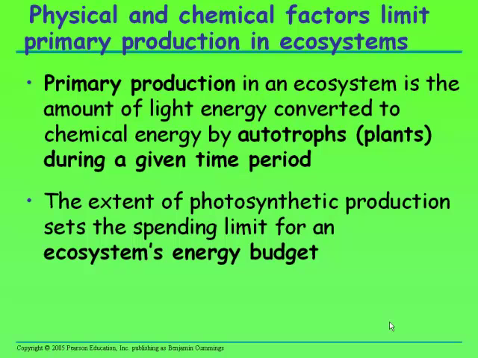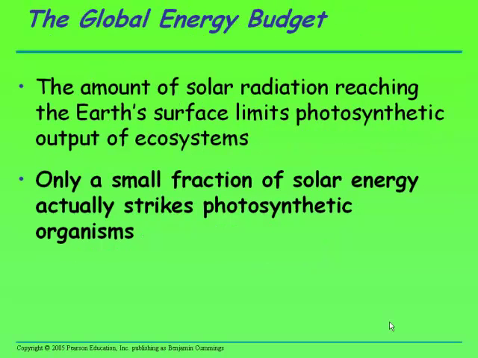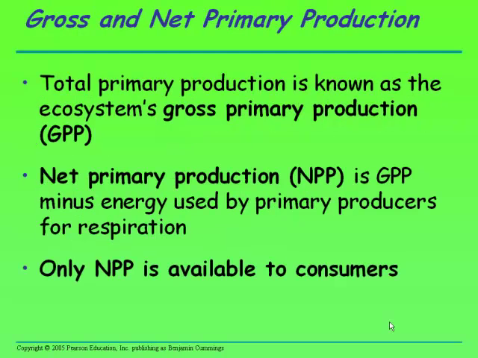Physical and chemical factors limit primary production in ecosystems. Primary production is the amount of light converted to chemical energy by plants, by autotrophs, during a given time period. The extent of photosynthetic production sets the spending limit for the system's energy budget. The global energy budget: the amount of solar radiation reaching the Earth's surface limits photosynthetic output of ecosystems. Only a small fraction of solar energy actually reaches photosynthetic organisms.